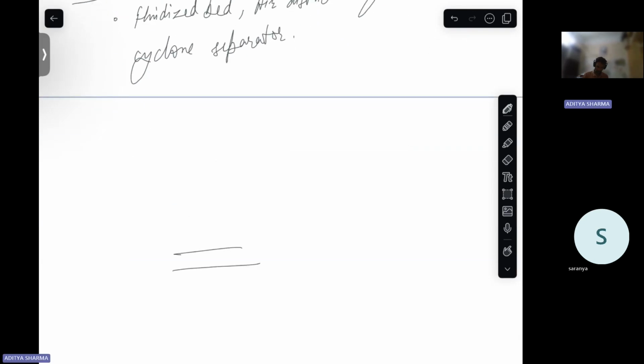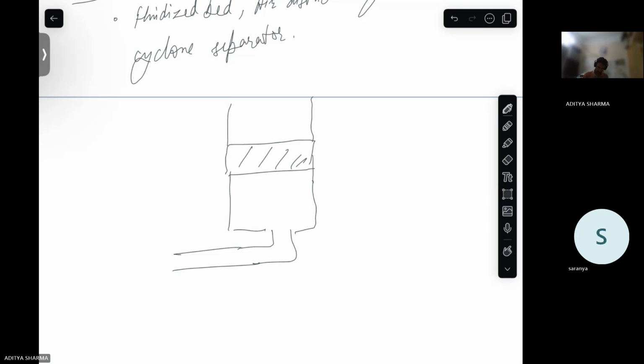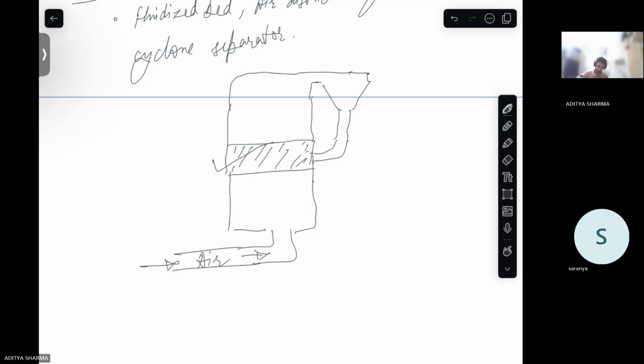So fluidized bed basically is something like this, right? Here you have bed, right? Here this is your bed. Here you have your cyclone separator, something like this, which eventually comes here over. So this is your fluidized bed. From here you get air, right? So in fluidized bed you have your coal, right? From here comes your air. This is cyclone separator. So one important thing about this fluidized bed combustion is that you can do desulfurization.